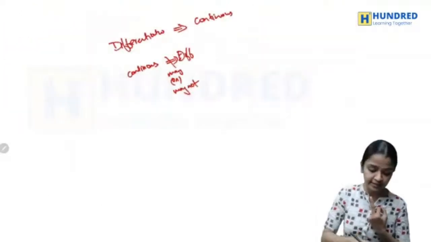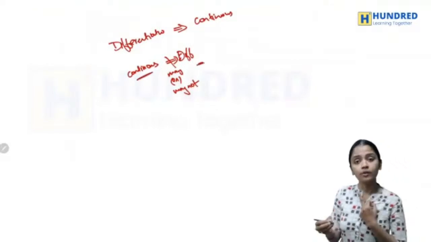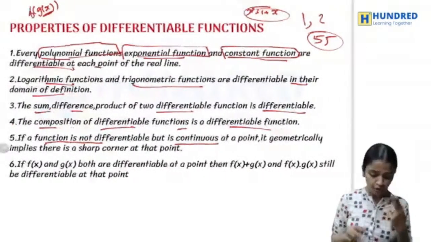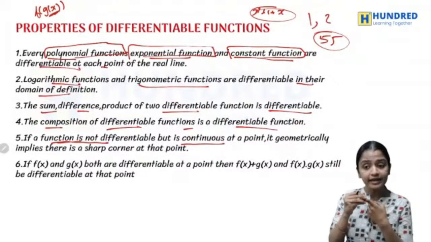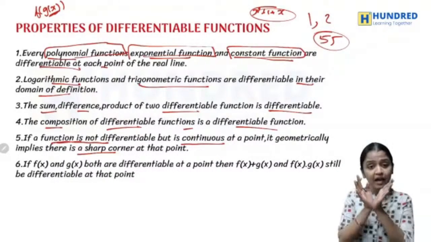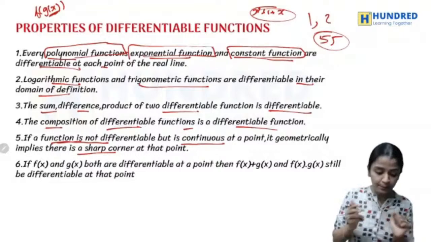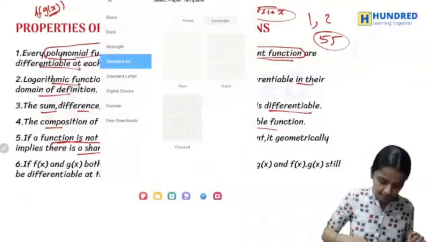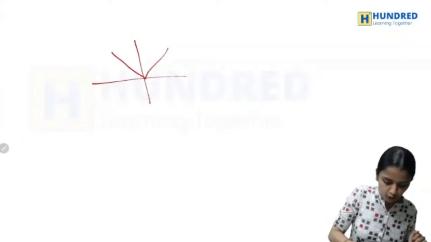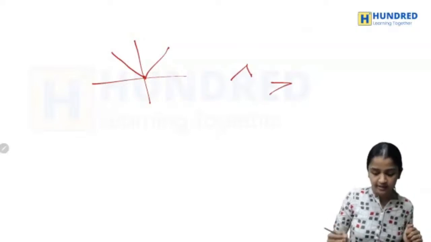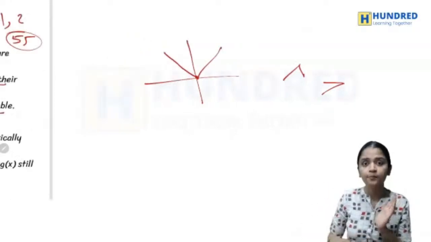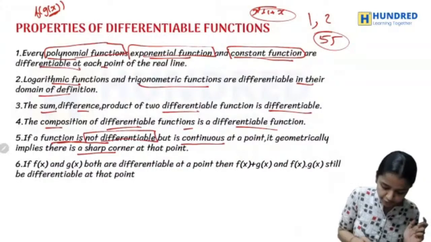I already told you in this one, it can be continuous, but it may or may not be differentiable. So if f is not differentiable, it is because you have a sharp corner at the point. For example, if you draw a graph, it may be like this or like this, any sharp corner, and the function is continuous and still you have a sharp corner, then you say it is not differentiable.